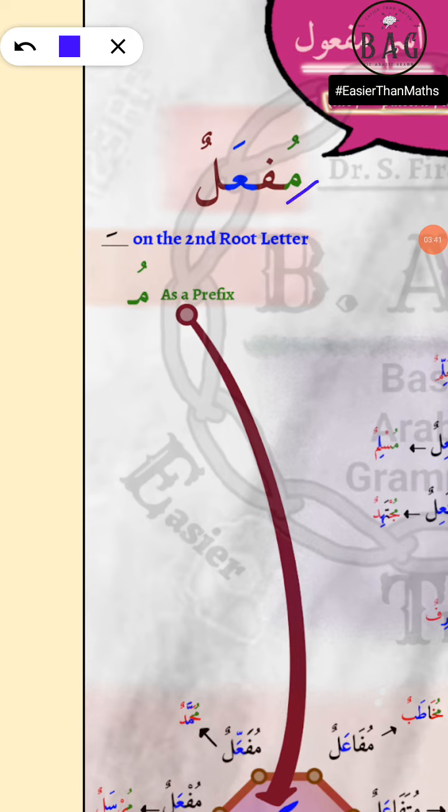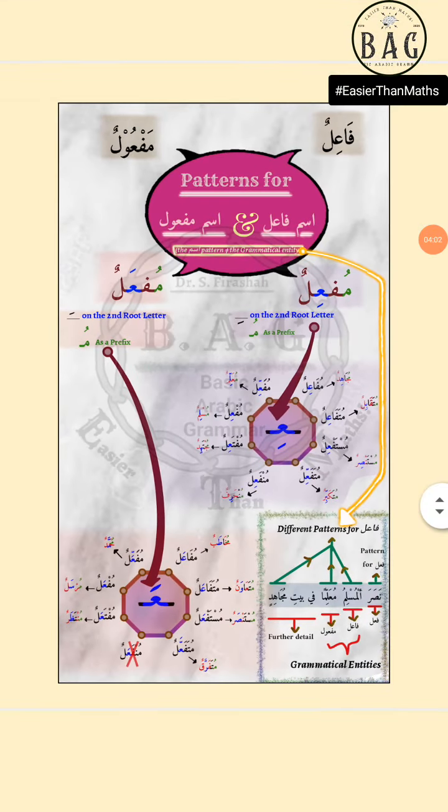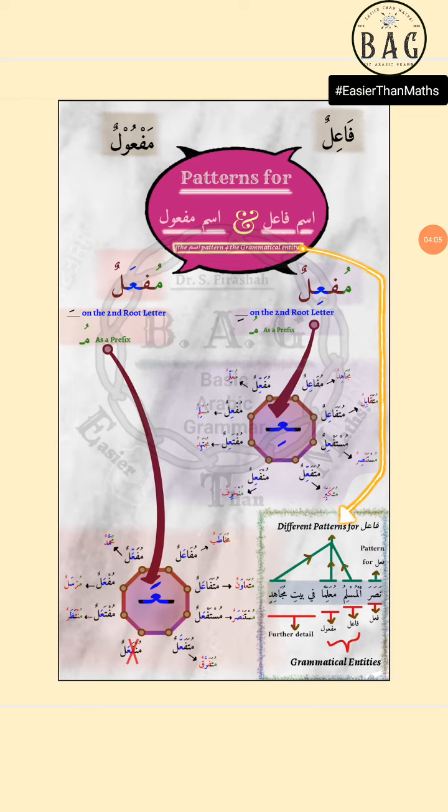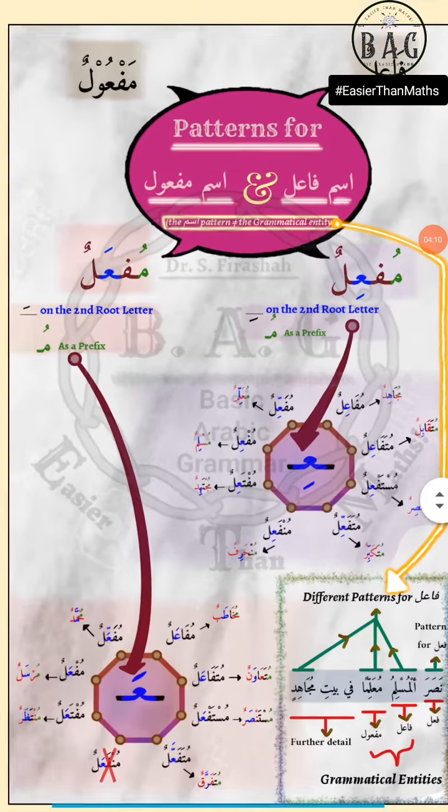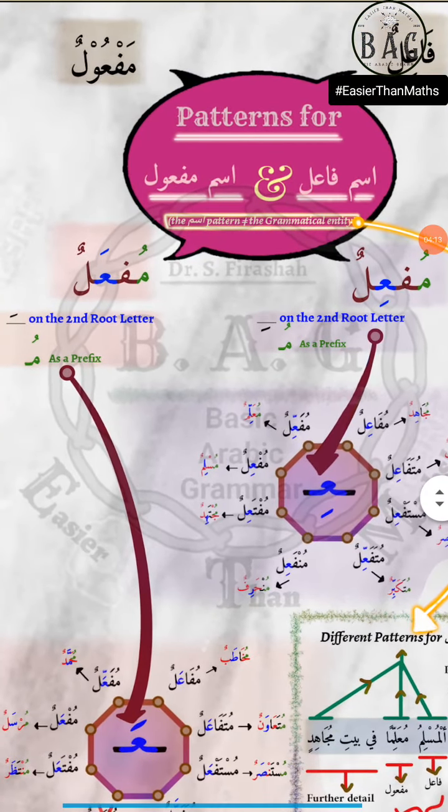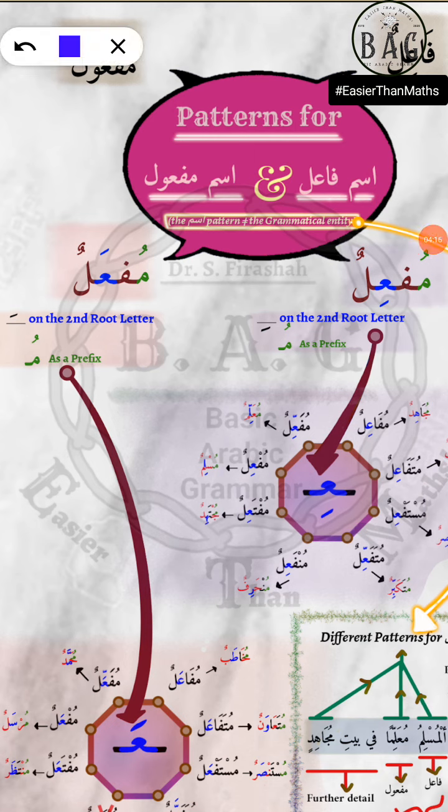Okay, so you have the mu word, the prefix of mu, but the second root letter carries a fatha or a zabar. Therefore, its meaning is going to be understood as that of an ism maf'ul. Okay, so this is what. All right, so now let's just compare these two patterns simultaneously in one screen. Okay, and then we will move on to the further examples and stuff.